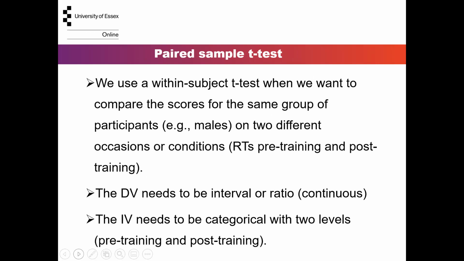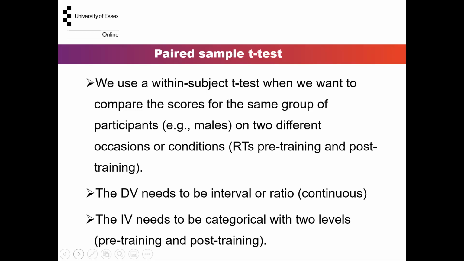The next type of t-test is the paired sample t-test, or as we sometimes call it, the within subject t-test. We conduct this type of t-test when we want to compare the scores of the same group of participants on two different occasions or conditions. So again, back to our example, we had 20 participants and we wanted to assess whether the antidepressant drug was effective in treating depression symptoms.